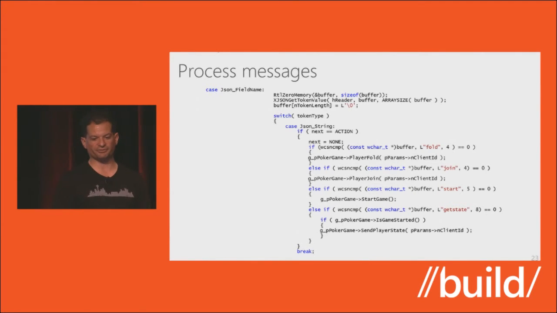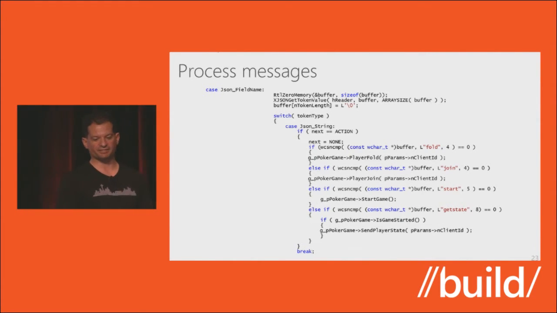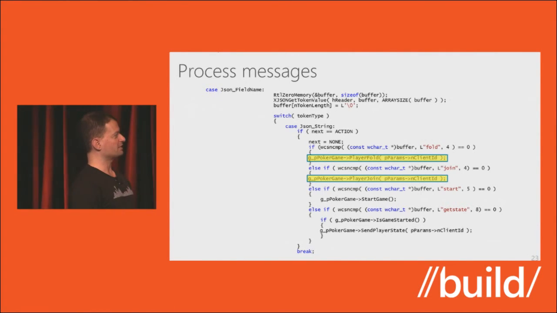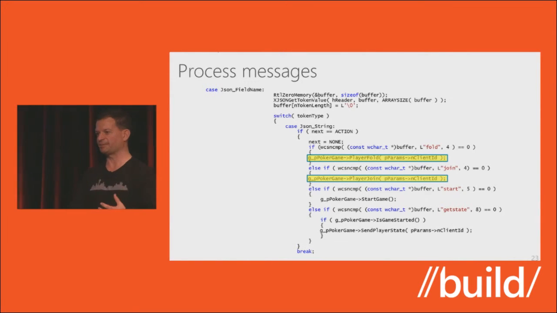So we parse the field, and if it comes in and says, oh, this is a field name type, then we're going to parse the next token, put it through another switch statement, and if that token type says it's an action, then we look for what the value is for that action. And if it says it's a fold, we call the player fold function. If it says it's the player joining, we do the join function. So it's pretty straightforward. You get some message, you process the message, you do the appropriate thing inside your title.